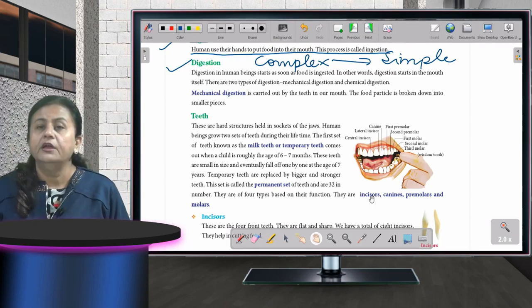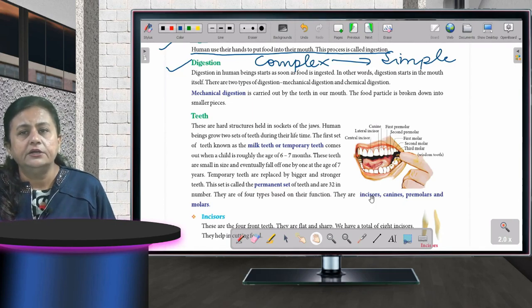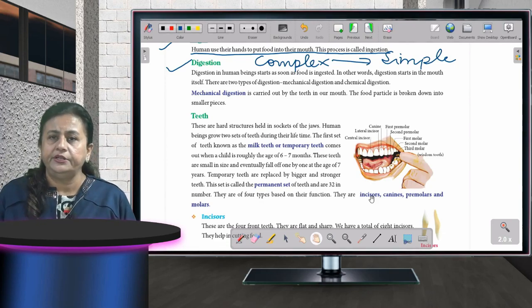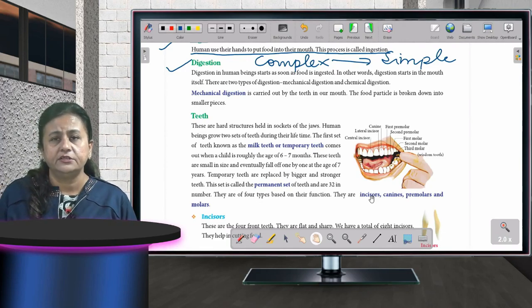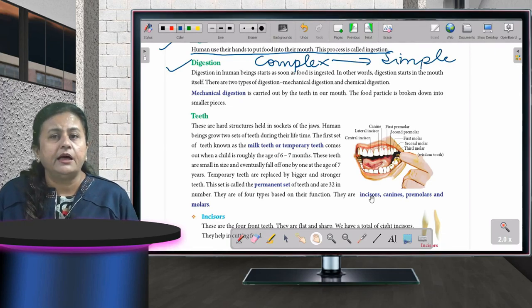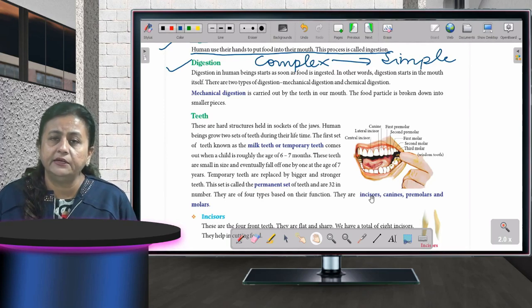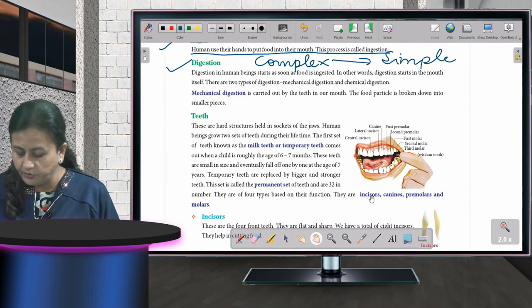When a child is born, you must have seen the child's teeth. They start coming at the age of 6 to 7 months, and those teeth are known as milk teeth, or you can say temporary teeth. That is for some time only, but by the time the child reaches the age of 6 or 7, those teeth are broken and they are replaced by a new set of 32 teeth known as permanent teeth. They are 32 in number.